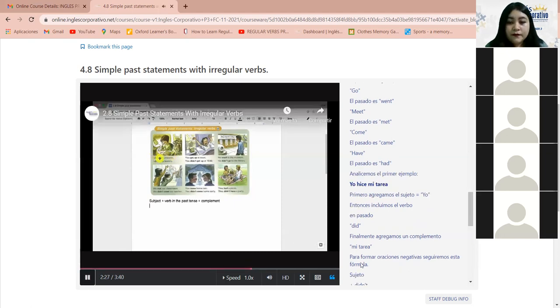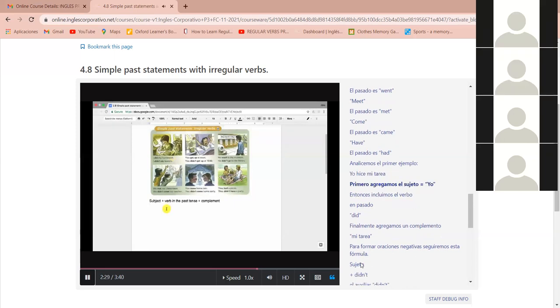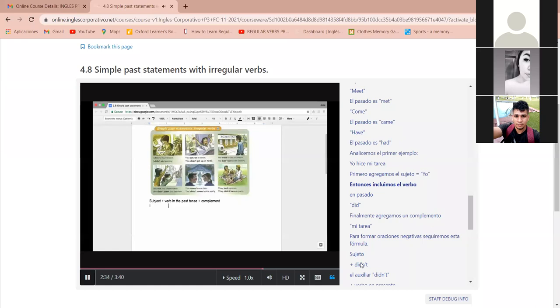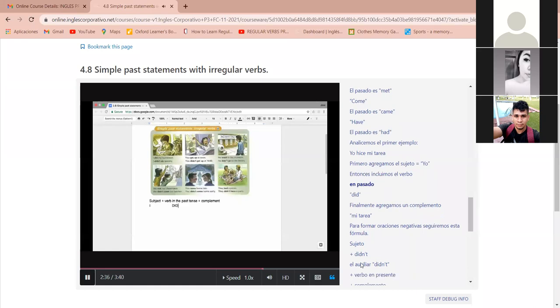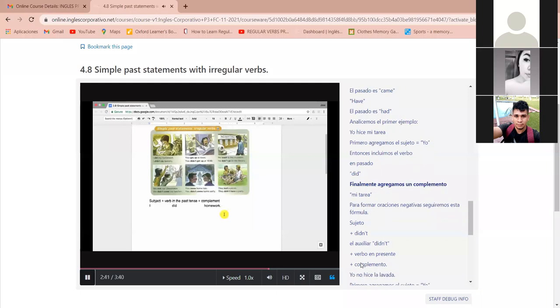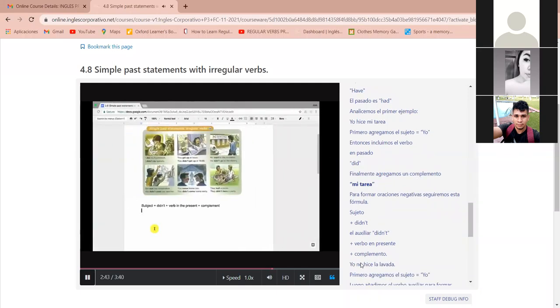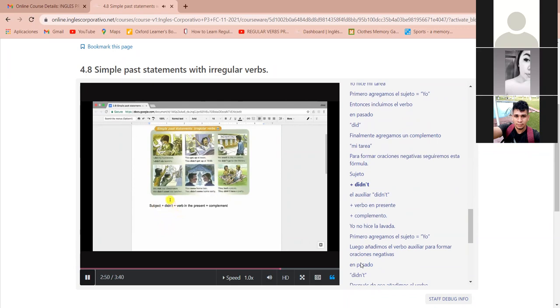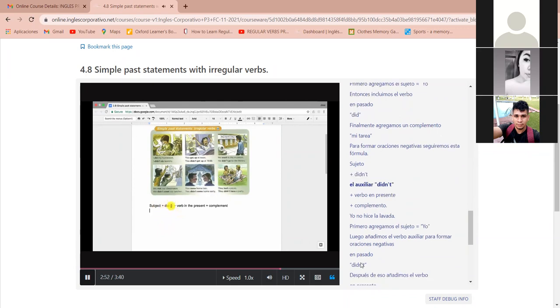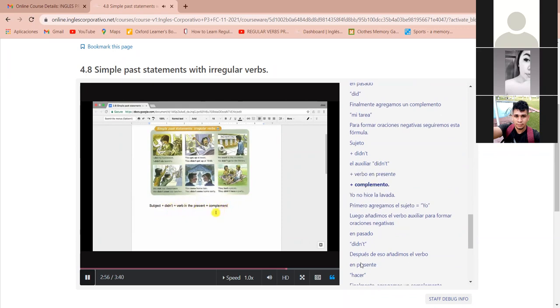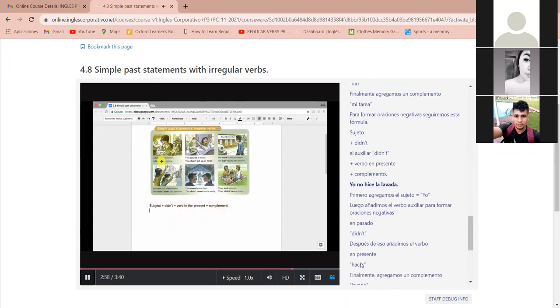I did my homework. First we add the subject I. Then we include the verb in the past tense, did. Finally, we add a complement, homework. To form negative statements, we will follow this formula: subject plus didn't, the auxiliary didn't, plus verb in the present, plus complement. I didn't do laundry.